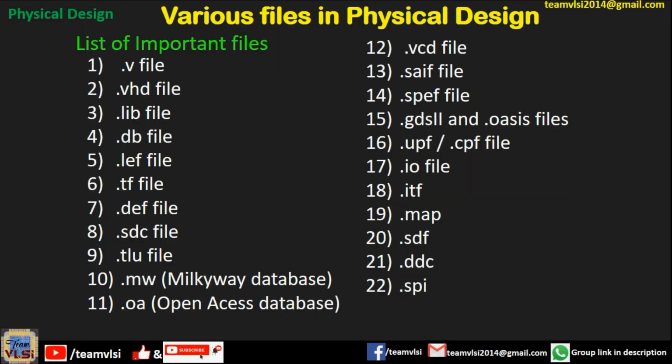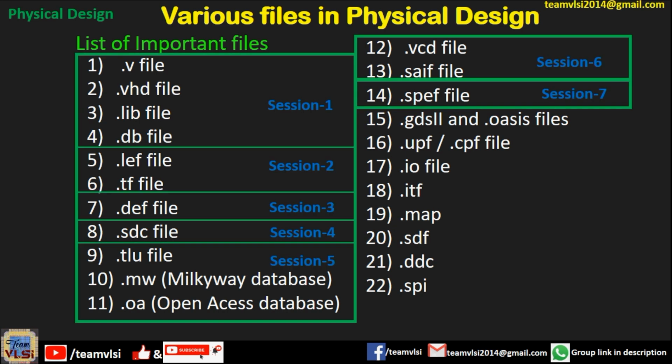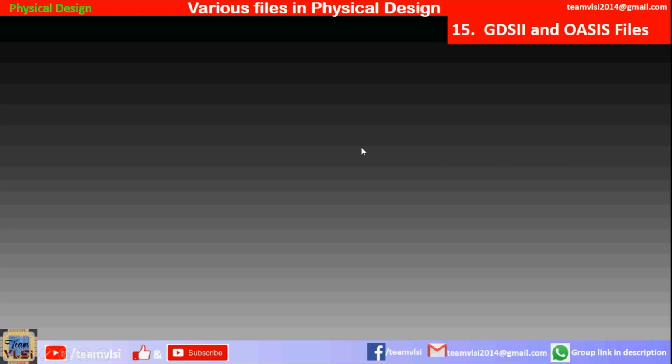So in this series we have planned the following files to discuss. Among these files we have already discussed up to 14 files in 7 sessions. Today we are going to discuss the GDS2 and OASIS files, and this is the 8th session of this series. So first of all, the highlights of this session.